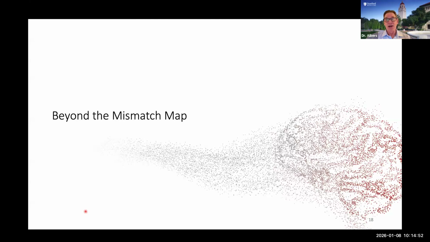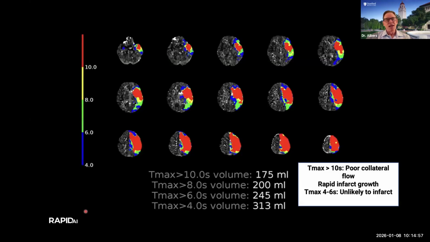Okay, so let's now go beyond the mismatch map. It's very important to look at the other images. The next map you'll get will be a 4-threshold Tmax map. So we're going to be able to see in blue areas of benign oligemia, mild delay that are unlikely to be critically hypoperfused. And we're going to see in red areas of severe delay in the arrival of the contrast, more than 10 seconds delayed.